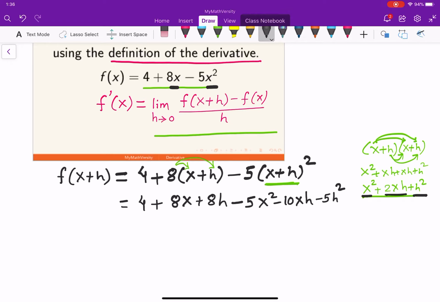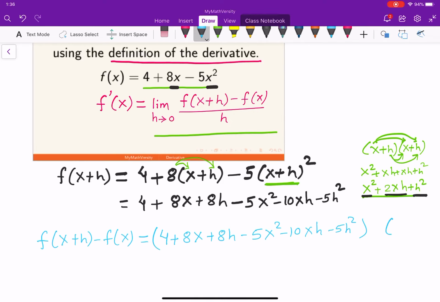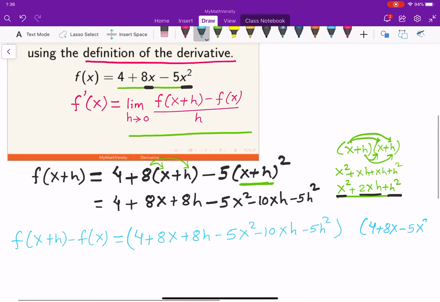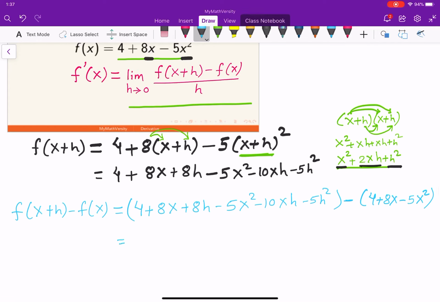Now after that, let's try to find f of x plus h minus f of x. That means whatever you have at the top of this difference quotient. So you want to find that. And how do you find it? Well, we have already figured out f of x plus h, so copy that, and then subtract the given function from this. So the given function is 4 plus 8x minus 5x squared. We just need to subtract that from the f of x plus h. So let's try to see what type of expression we get.